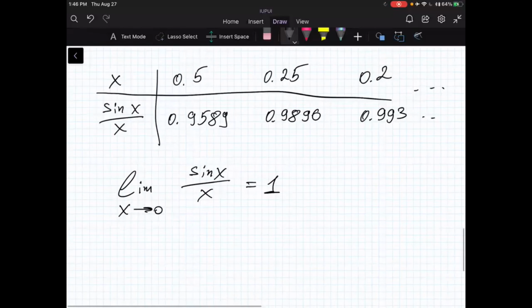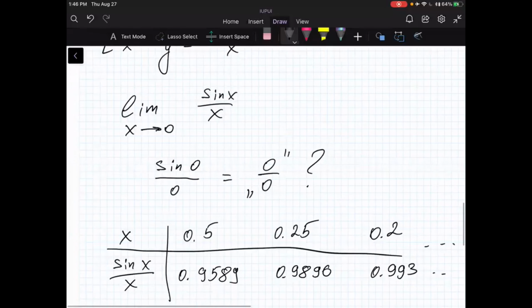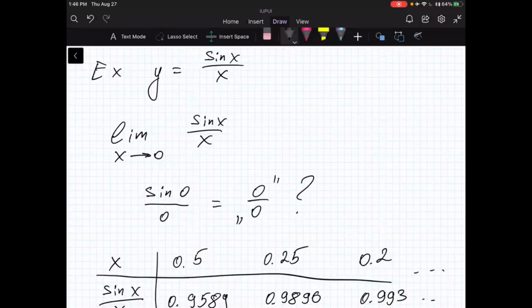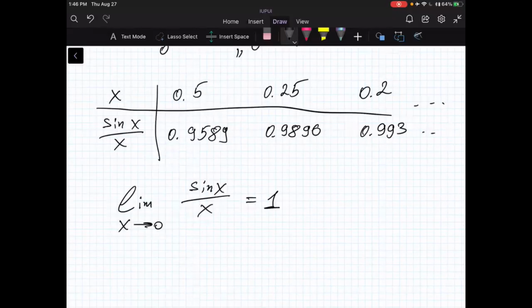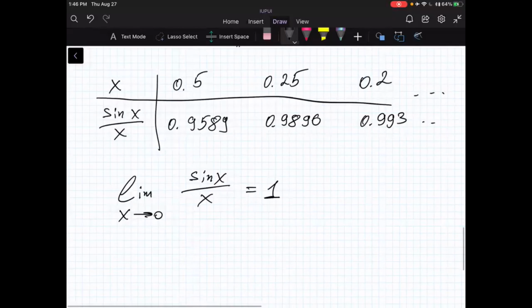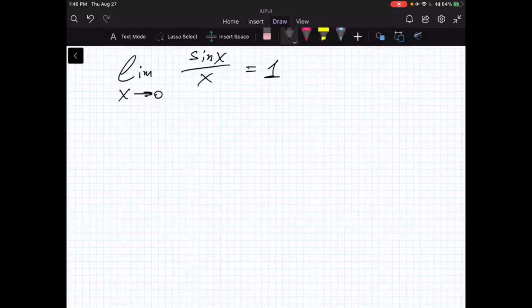Even more, this initial function is not defined at 0 because it is 0 in the denominator, and we know that the domain of the function shouldn't include x equals 0. But still, it makes sense to consider the limit of this function, because we are not interested in the value of our function at this point, but rather in what happens near this point. And this is the motivation for the following definition of the limit.